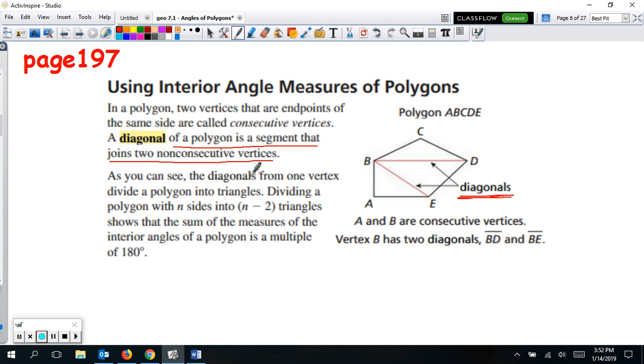So it's going to basically join 2 non-consecutive vertices. So you can see the vertex at B can join with E, making a diagonal. Consecutive would be like B to A. So that's not a diagonal right there. That's going to be a side of that polygon. B to D would be another diagonal right there. So you can also have another one from C to E if we wanted to as well. We could also have a D and A diagonal as well. So those are your diagonals in the polygon.